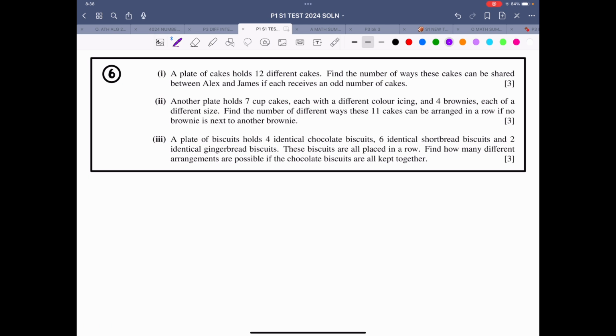Now in question number 6, it says a plate of cake holds 12 different cakes. Okay, now let me highlight each one separately.